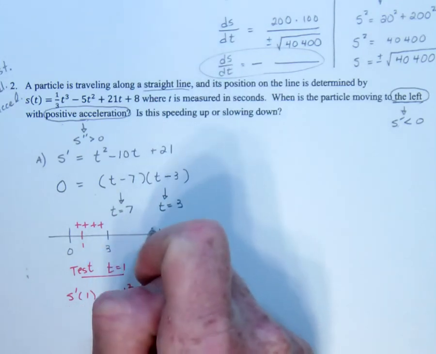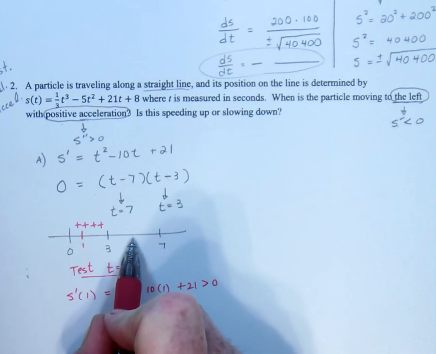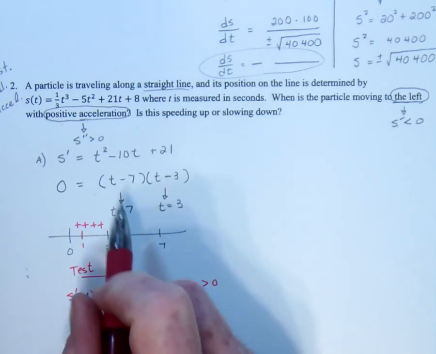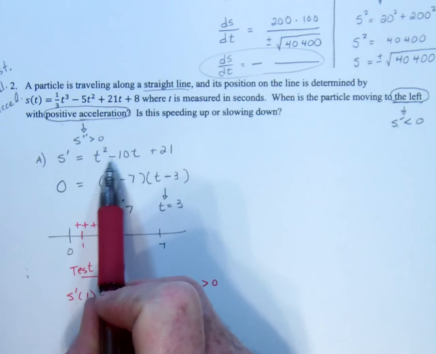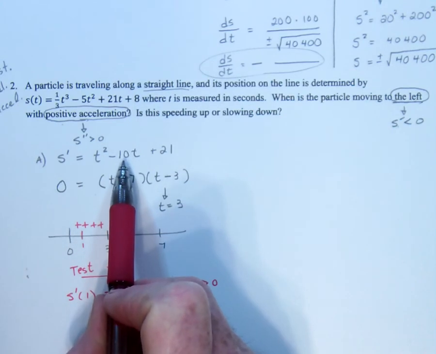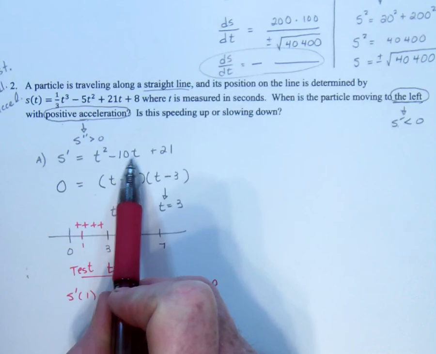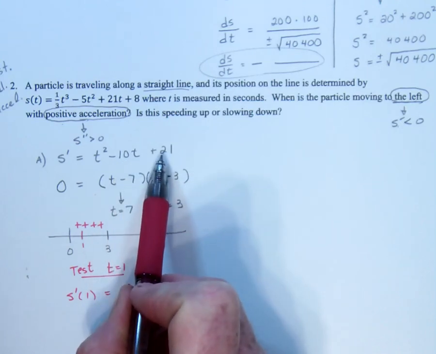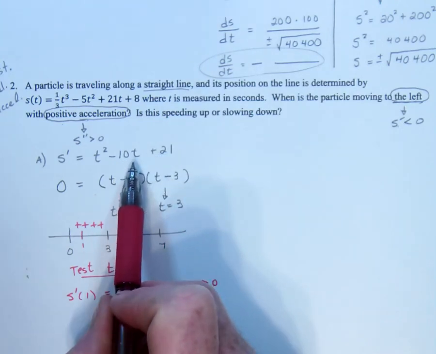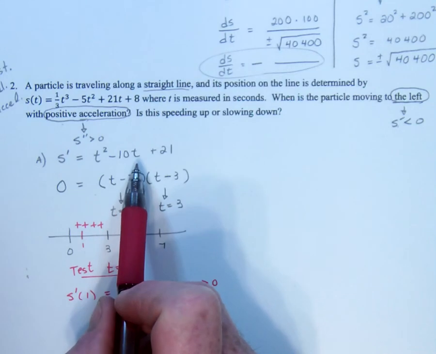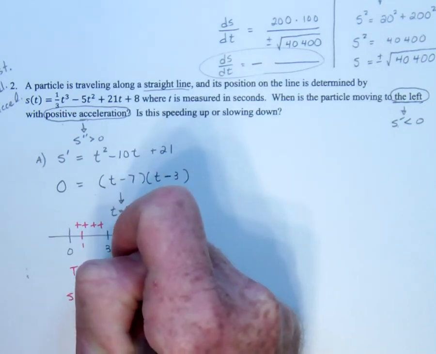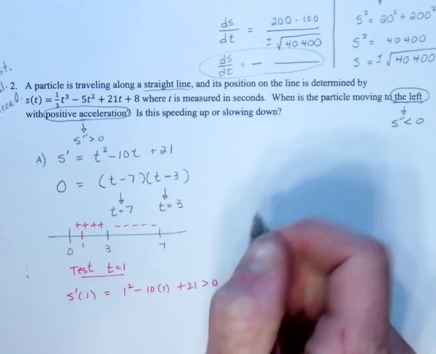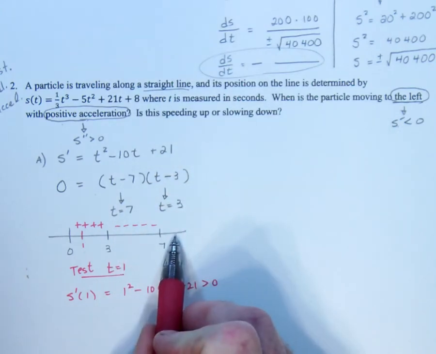Then in this interval, you would pick a number like 5 or something like that. And then this would be 25 minus 50, so that's negative 25. Negative 25 and positive 21, that's negative whatever. I don't really care what the number is, it's negative. So that means that all in here, it's going to be negative. Then pick a number over here like 8. You know what, I'm going to pick 10. That would be easier.